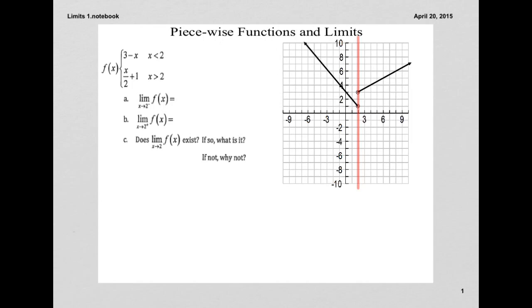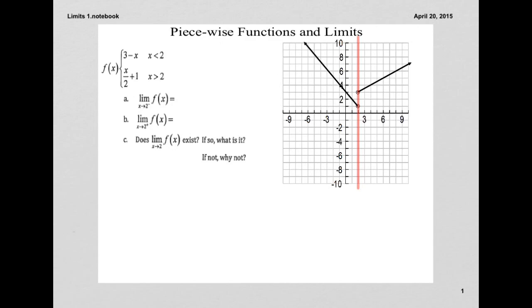First, we're given the piecewise function f of x, where 3 minus x is part of our function, where x is less than 2, and the other part of the function, x over 2 plus 1, where x is greater than 2. Notice that means there is no function value at 2. And I drew a little red line to show you the boundary between the two functions, where one starts and the other starts.